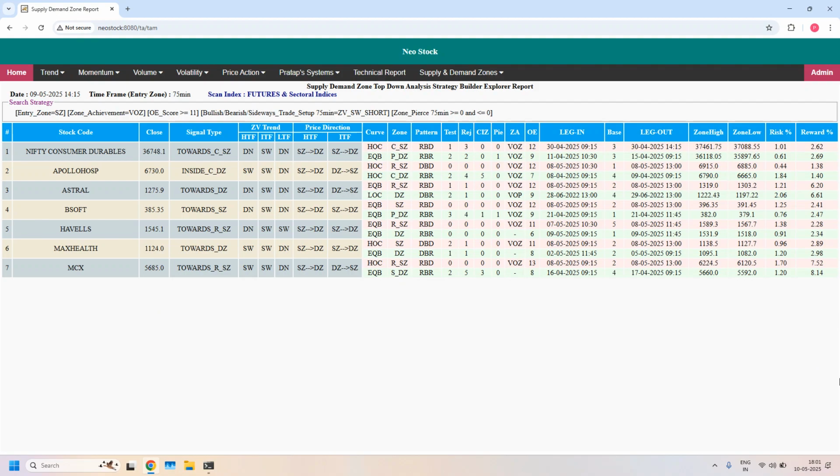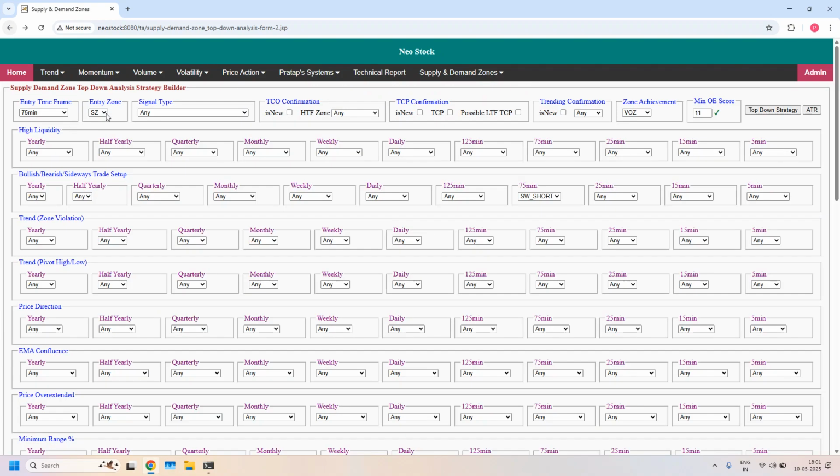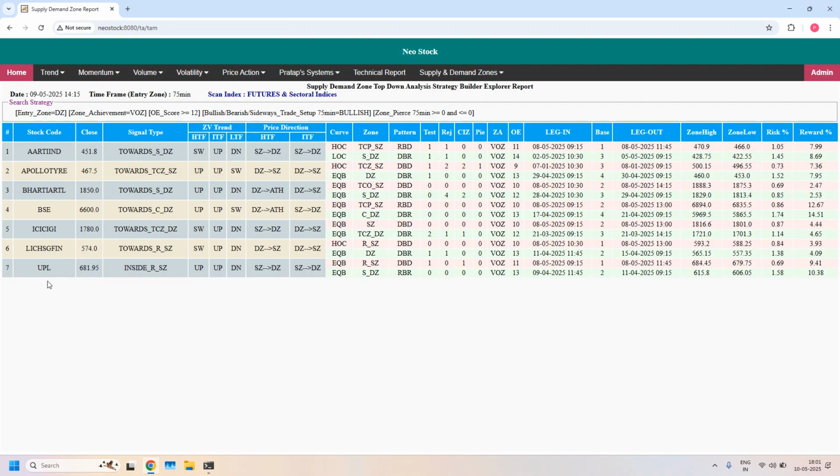Next, bullish trade setup for weekly income trade. Entry time frame here, demand zone, entry zone 75 minutes. And also in this parameter, I am selecting bullish. The only change in the filters are minimum odd enhancer score should be 12. Now all the three filters are applied to 75 minutes demand zone. With these filters, we got 7 stocks supporting bullish trade setup for weekly income trade.